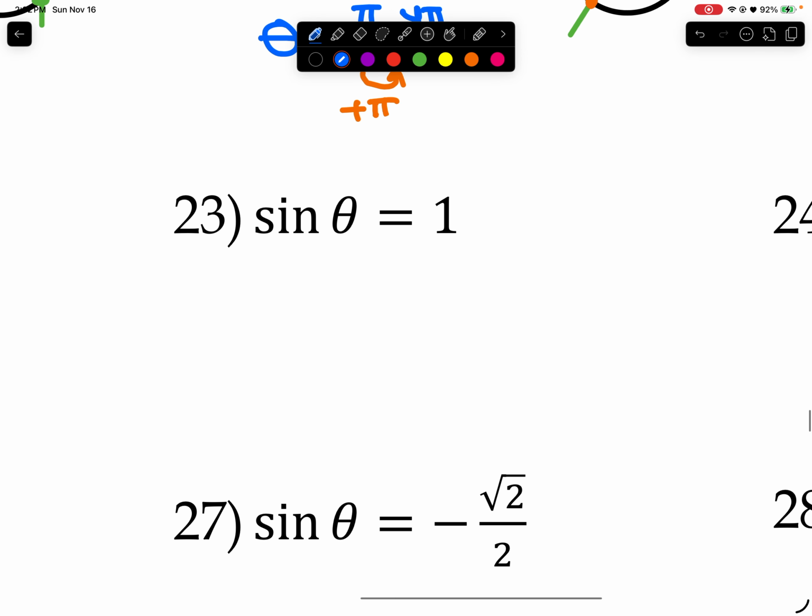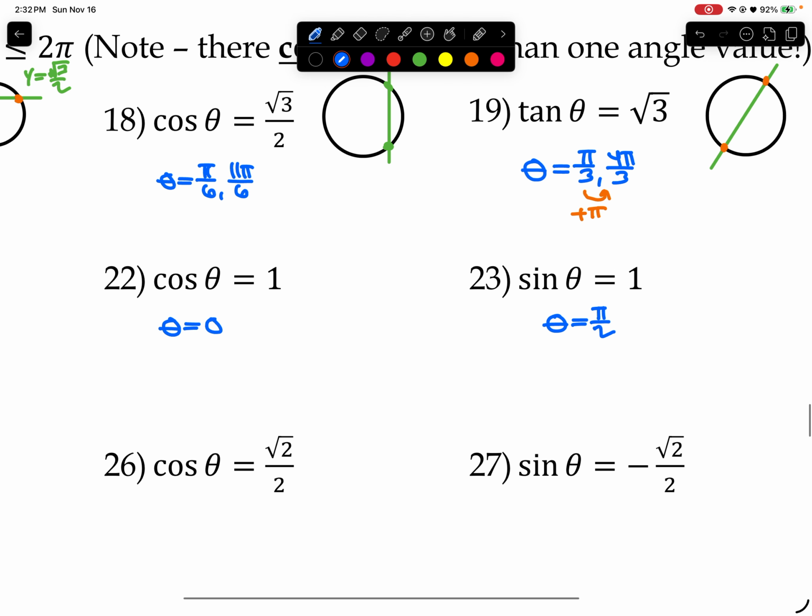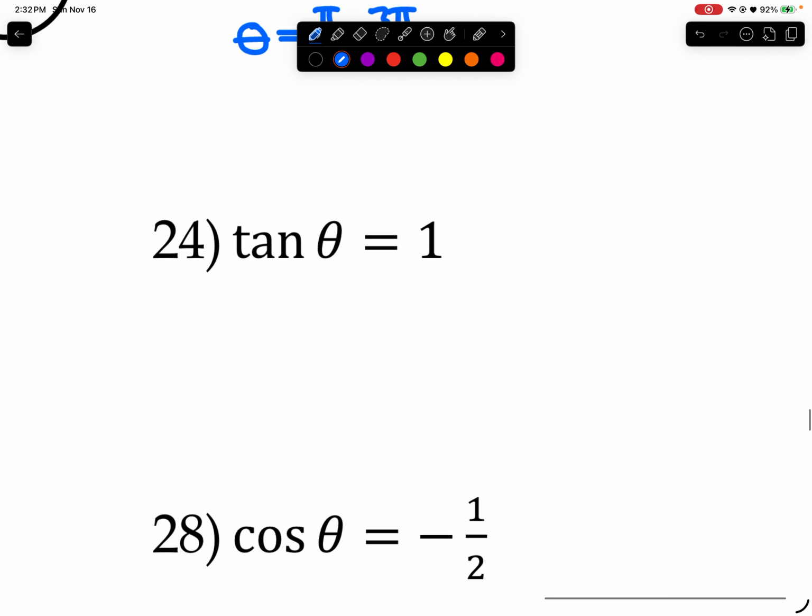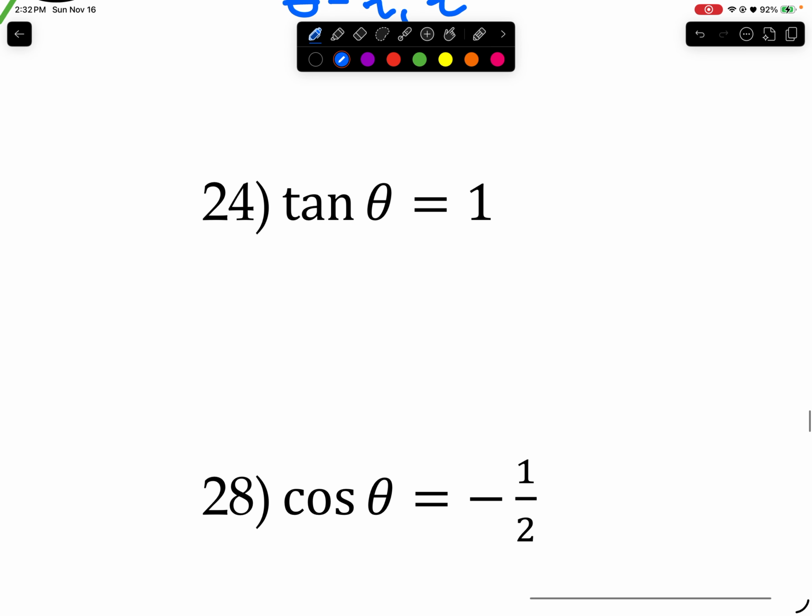Now, same idea here, where sine is equal to 1. That's only going to happen at pi over 2, because if I do sine of 3 pi over 2, that's negative 1. So these types of values are only going to have 1. So tangent equal to 1, that's going to happen in quadrants 1 and 3. So that's going to happen at pi over 4 and 5 pi over 4.